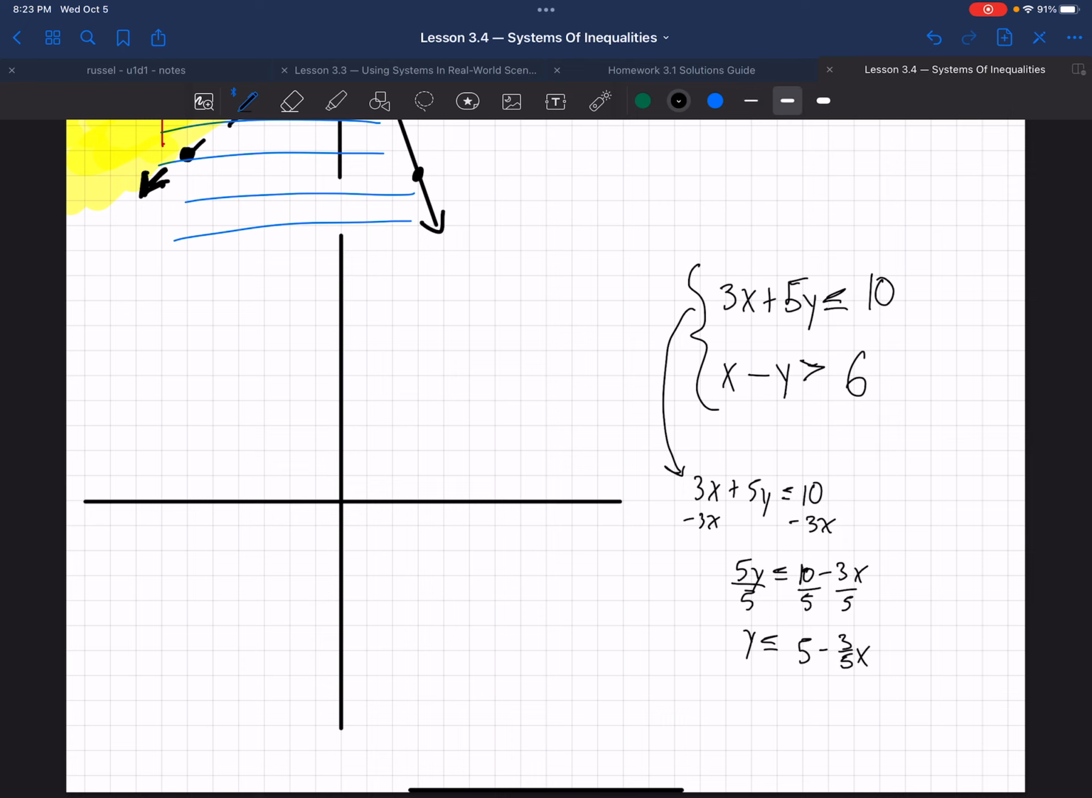Okay? Which means the y-intercept is 2, so 1, 2 is my y-intercept. The slope is negative 3/5, so it's down 3, 1, 2, 3, over 5, 1, 2, 3, 4, 5. Okay? And this one is equal to, so I go up 1, 2, 3, 1, 2, 3, 4, 5. Okay, I like it.